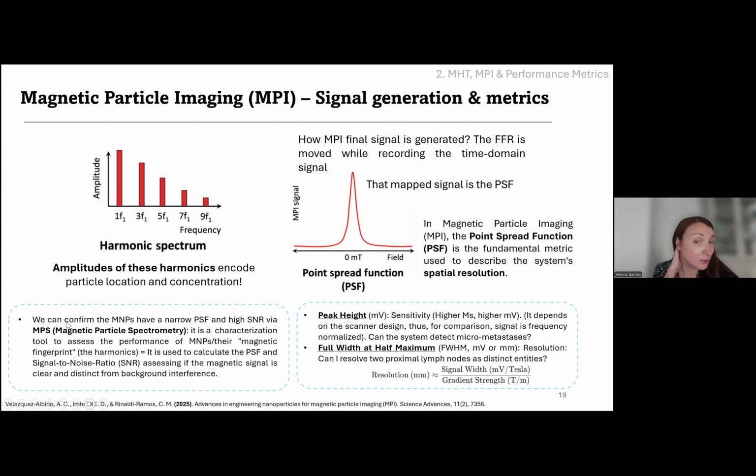And also, in order to assess the potential for MPI, we use MPS, magnetic particle spectroscopy, calculating the similar point spread functions and also signal to noise ratios in order to assess if the magnetic signal is clear and distinct from the background interference.